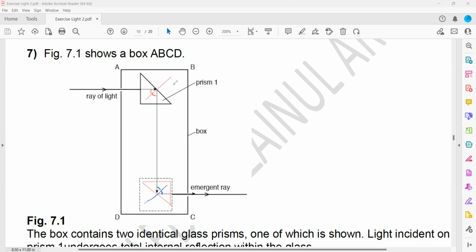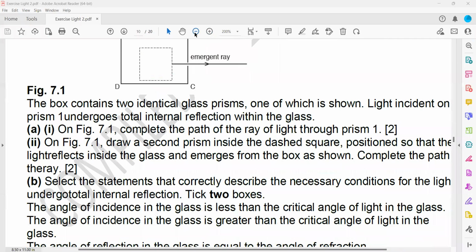Is it clear, this one? Yes, sir, clear. Because there was an angle of incidence having some value, so the angle of reflection is also having a certain value.